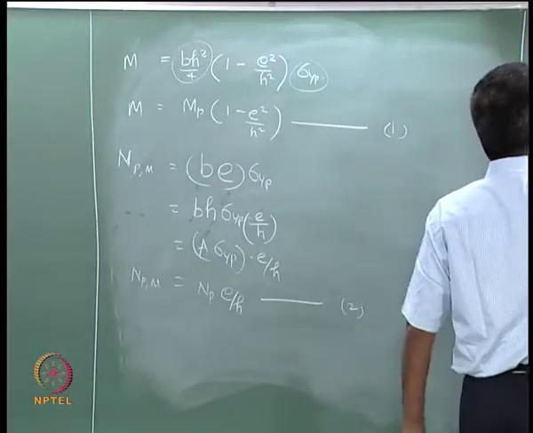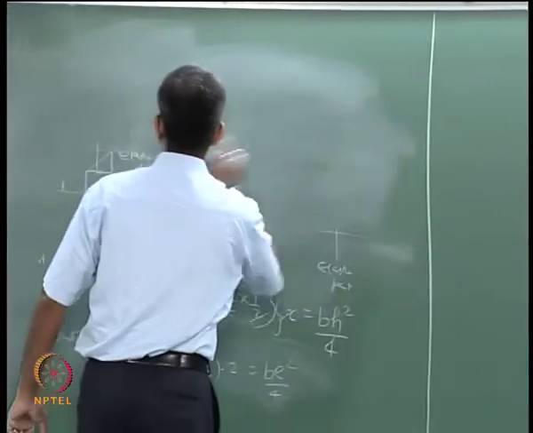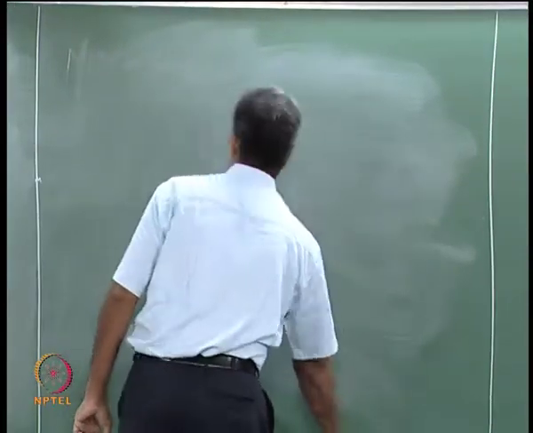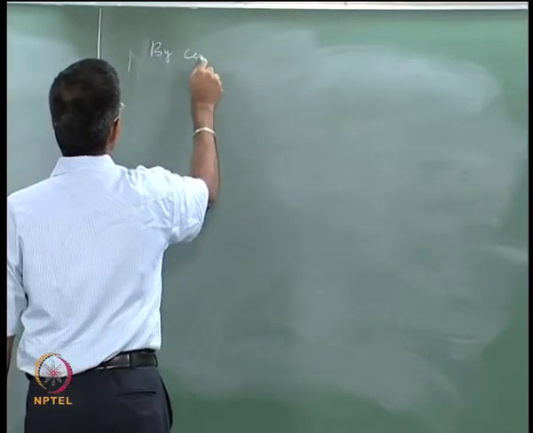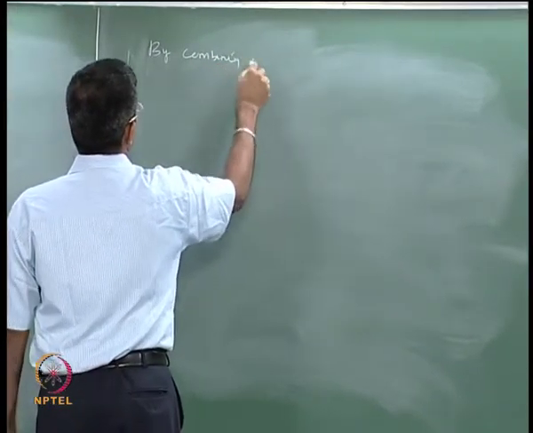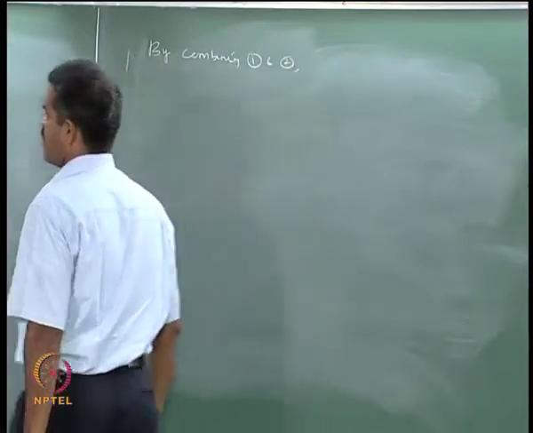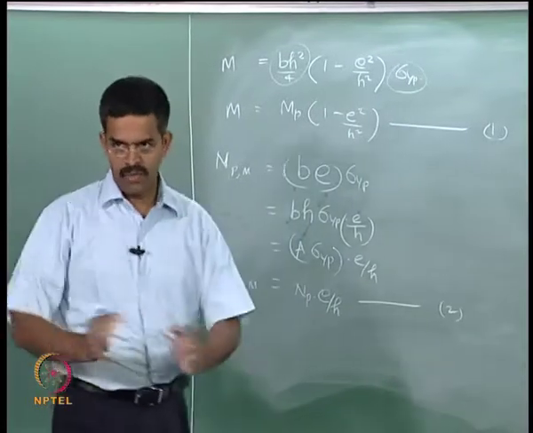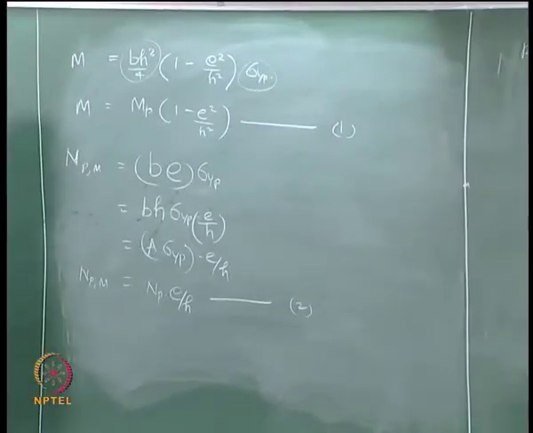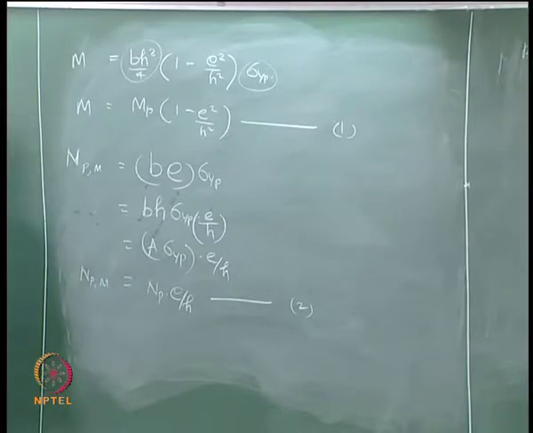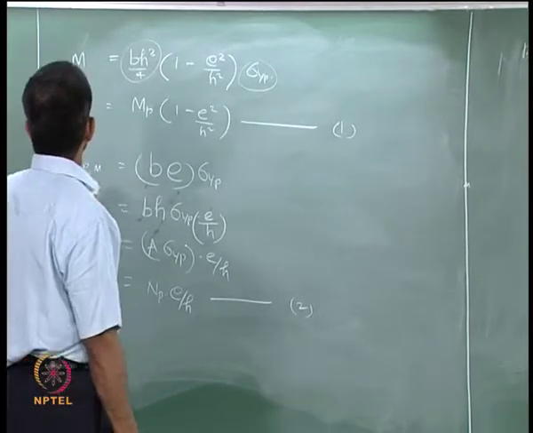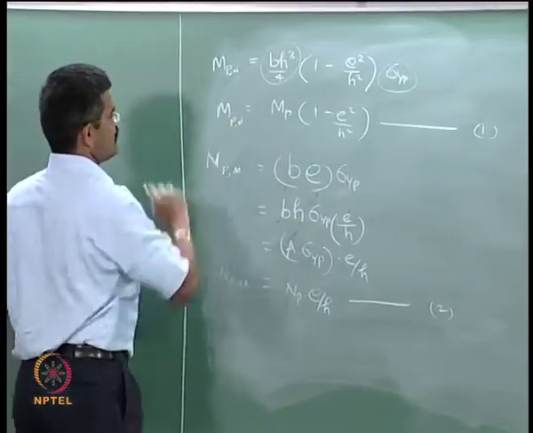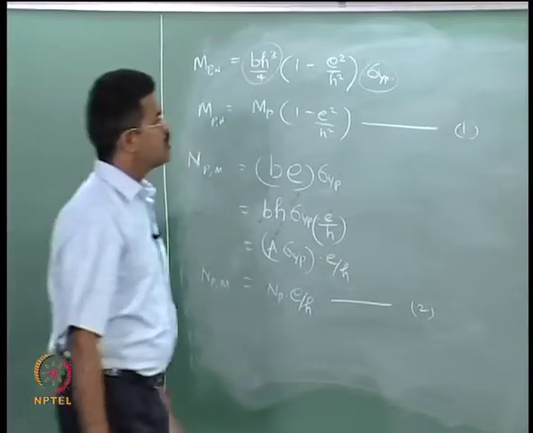Now combining 1 and 2, simply by combining 1 and 2, we are now studying the effect of bending and axial force together, plastic capacity. So this is MPN, that is what we are addressing, okay.